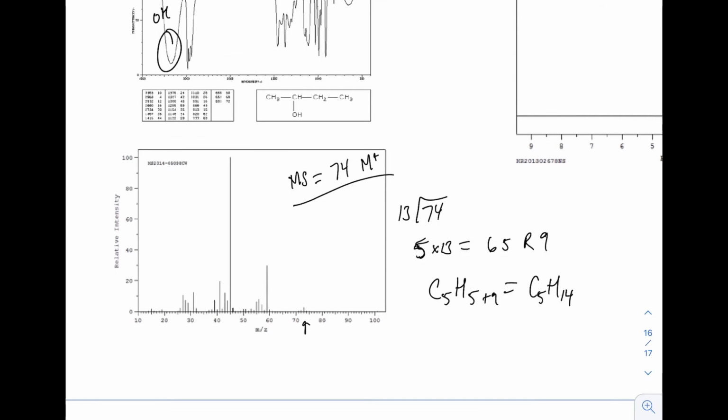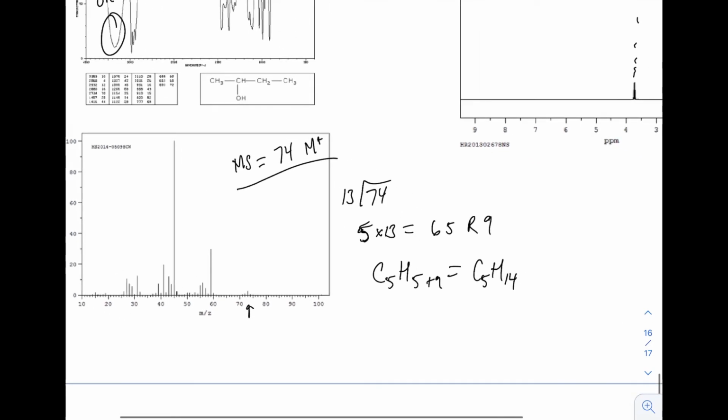But we did determine from the IR spectrum that we do have an oxygen. And so what we can do is subtract 16 in the form of a carbon and 4 protons, and that gives us C4H10 and then oxygen. And if we did the math, we would determine that there are no degrees of unsaturation. Okay, and so that means we don't have any double bonds or rings.